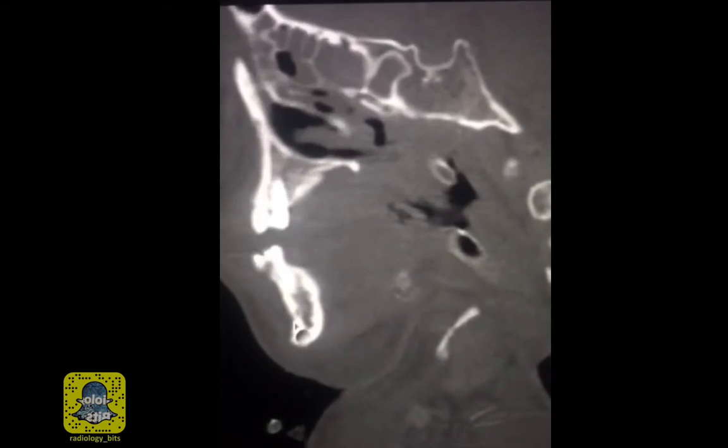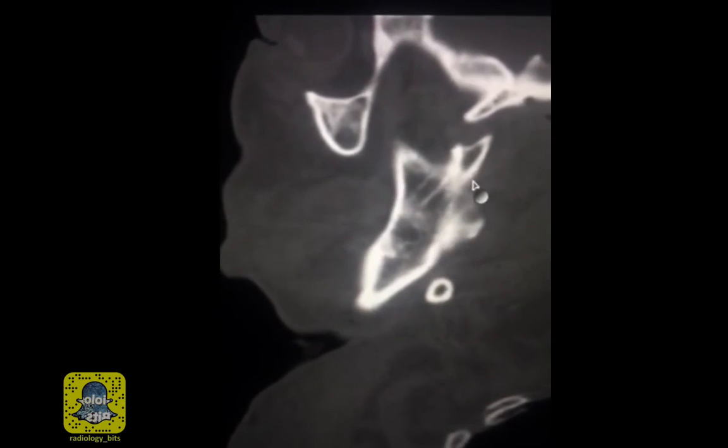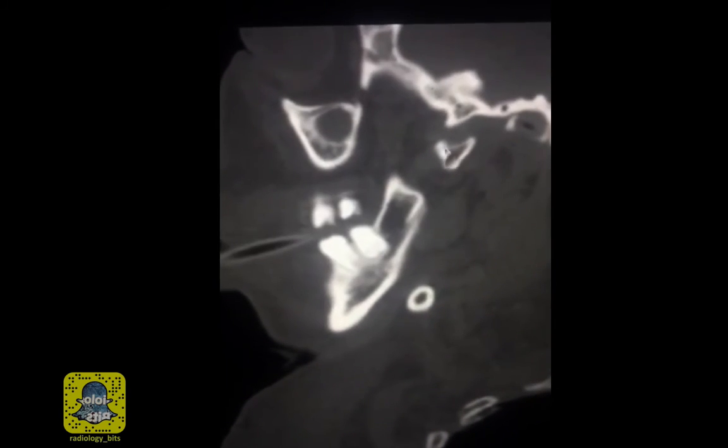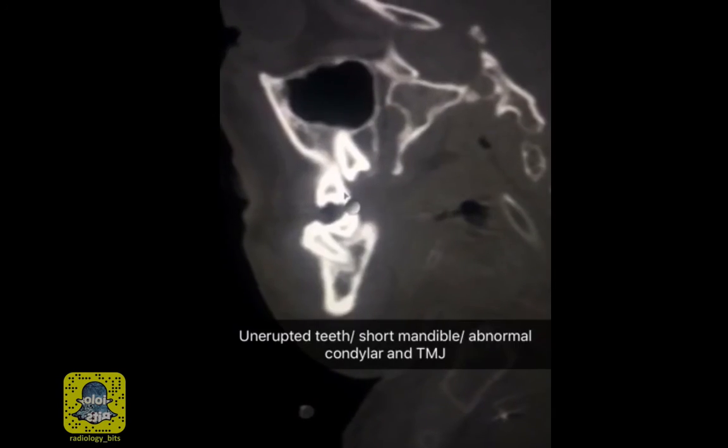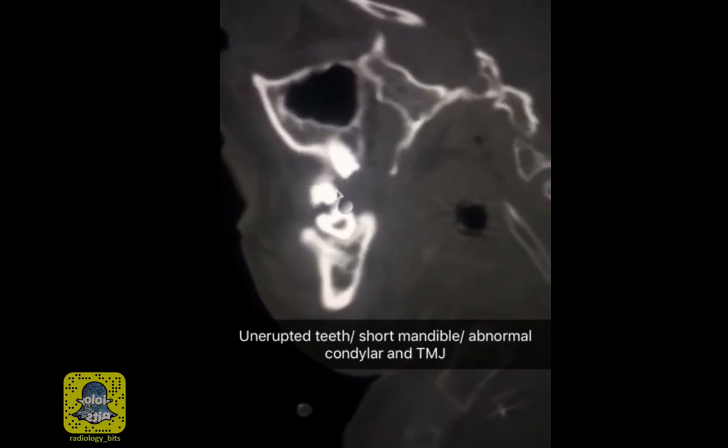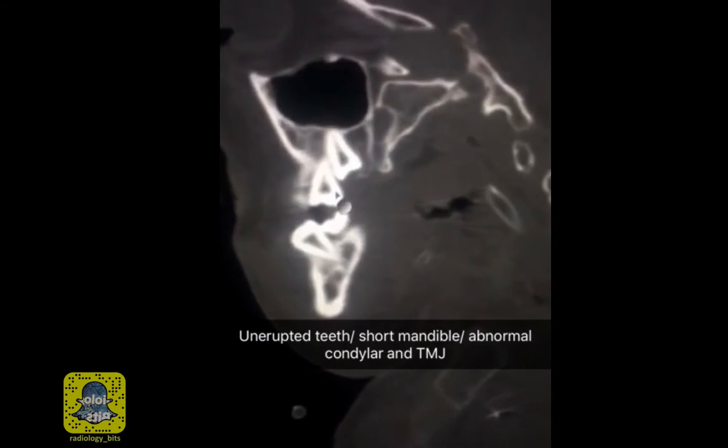Now let's go to the mandible. You'll notice how the mandible is a short mandible. You'll also notice underdevelopment of the mandibular condyle and the temporomandibular joint. You'll also notice unerupted teeth within the mandible or the maxilla. This is a good example here within the maxilla.